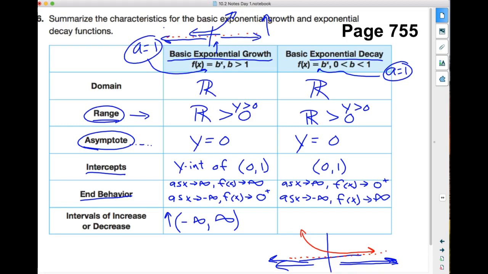Intervals of increase or decrease, when I'm looking at this red graph here, is it obvious as you read it from left to right, that graph is always going down, so it's always decreasing. And it's decreasing beginning at negative infinity all the way to infinity. It's always decreasing. Exponential decay functions always decrease. Exponential growth functions always increase. So, I'm going to hit pause for a quick second.